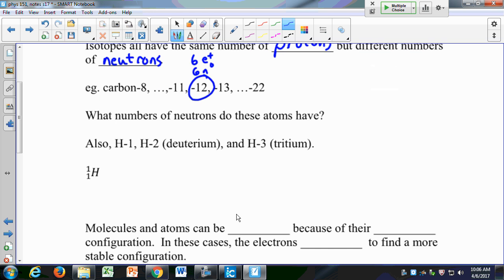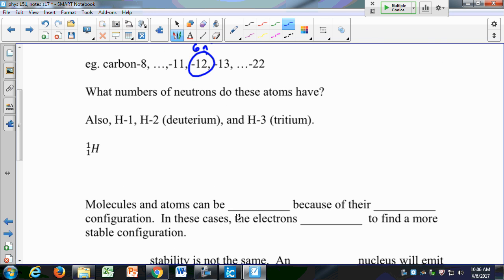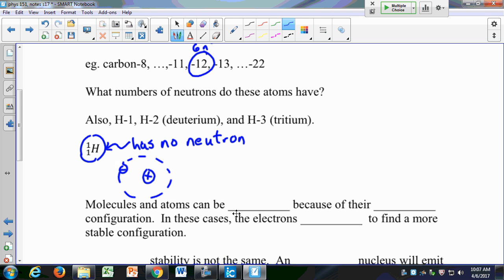All right. We can do that with other elements like hydrogen. You can have H1, H2, that's deuterium, H3, which would be tritium. By the way, H1 has no neutron, which you can tell by the notation. It's just a proton surrounded by an electron. Whereas H2, you're adding in a neutron, and then H3, you're adding in two neutrons.